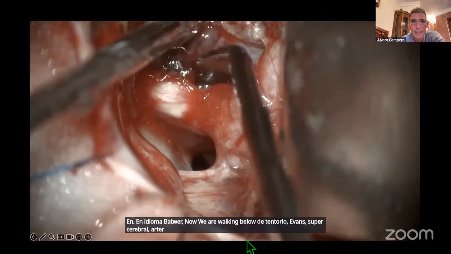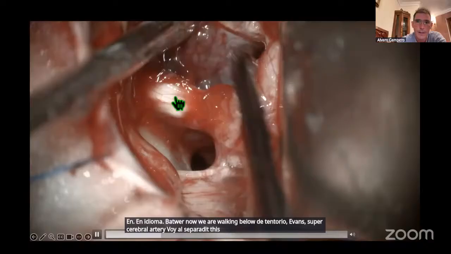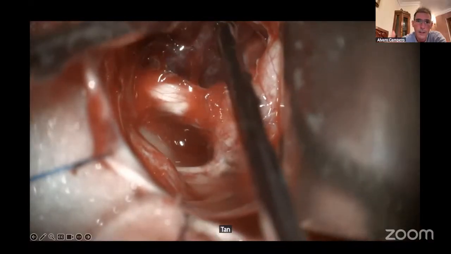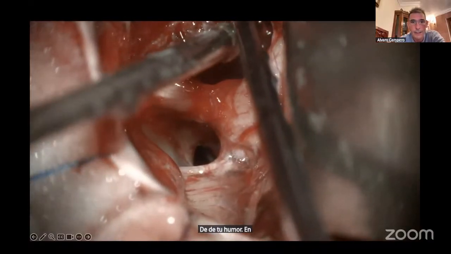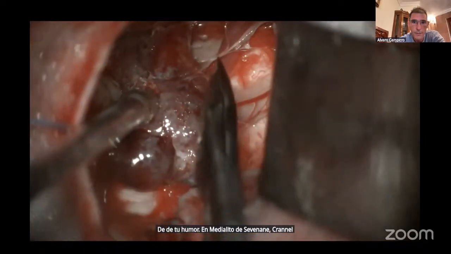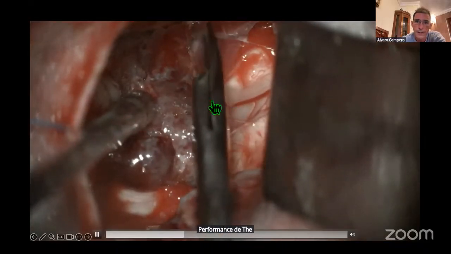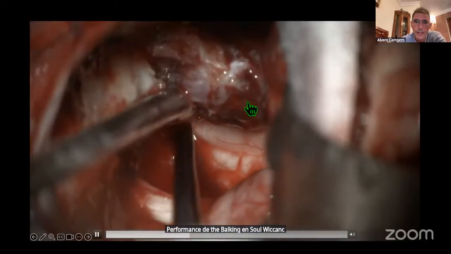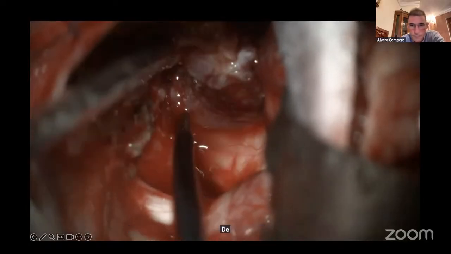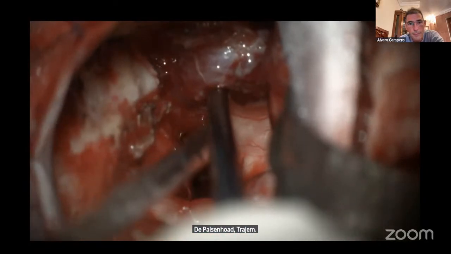This is the fourth cranial nerve and superior cerebellar artery. We are separating. This is the 7 and 8 cranial nerve, and the tumor medially to the 7 and 8 cranial nerve. We are performing the debulking and so on. We can start to see the fifth cranial nerve. The patient had atypical trigeminal neuralgia.